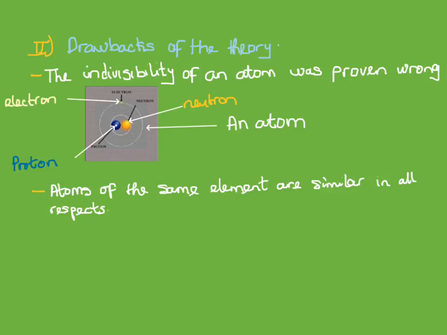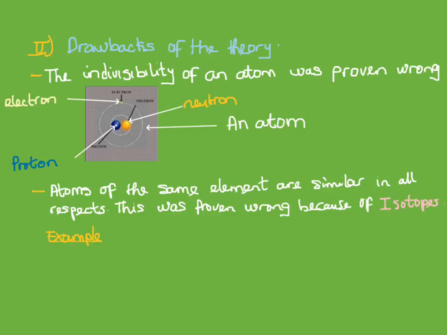This was also proven wrong because atoms of the same element vary in their mass and density. Such atoms of the same element having different masses are called isotopes. Example, we have the element chlorine. The element chlorine has two isotopes, that is chlorine 35 and chlorine 37, thereby proving the above postulate wrong.